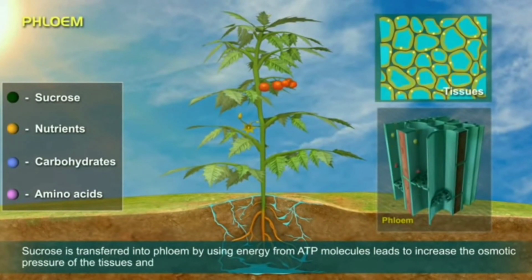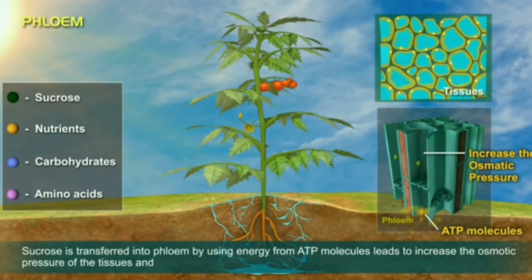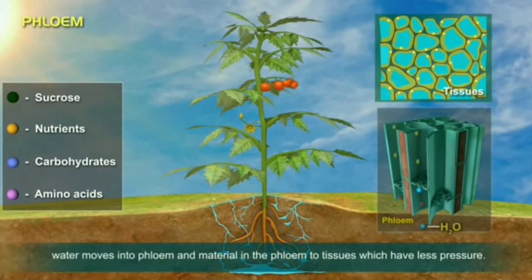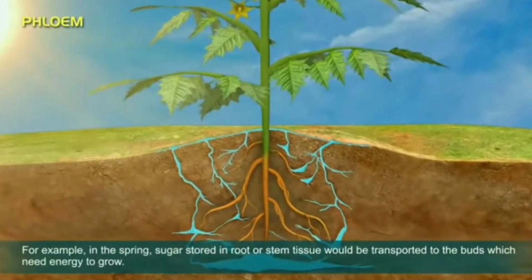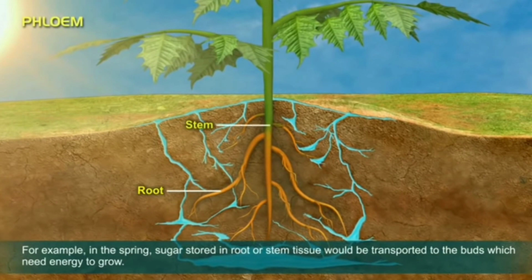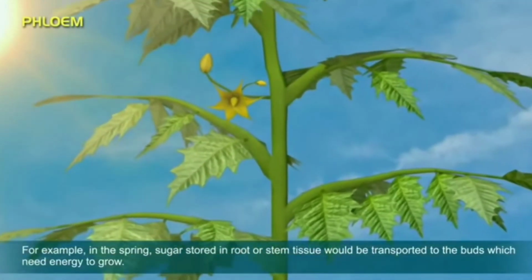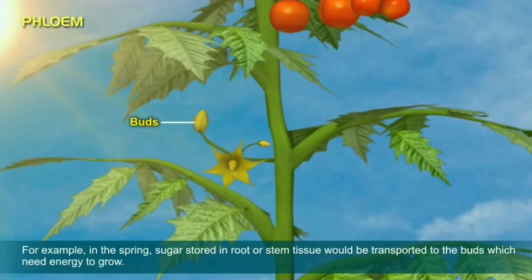Sucrose is transferred into phloem by using energy from ATP molecules, which leads to an increase in the osmotic pressure of tissues, and water moves into phloem and materials in the phloem move to tissues which have less pressure. For example, in the spring, sugar stored in the root or stem tissue would be transported to the buds where energy is needed to grow.